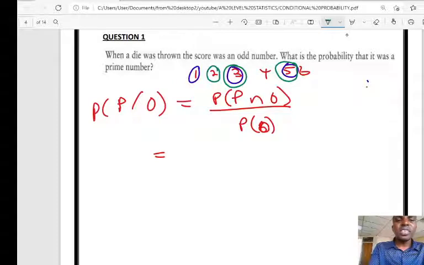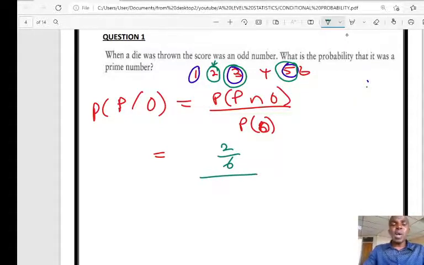So odd numbers are 1, 3, 5. Then prime numbers we have 2, 3, 5. So can we check the numbers which are odd at the same time as prime? That's the intersection. We have 3 and 5, which means there are only 2 numbers. So it will be 2 over 6, divided by the probability of odd. How many odd numbers do we have here? We have 1, 3 and 5. So there are 3 odd numbers over 6.